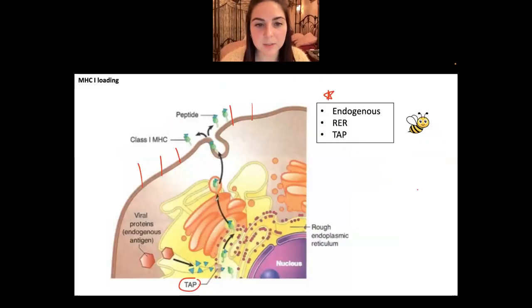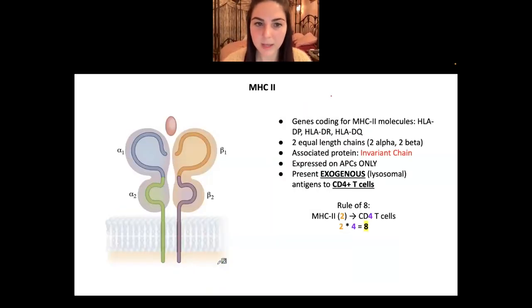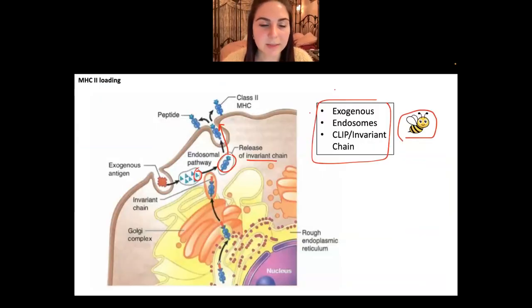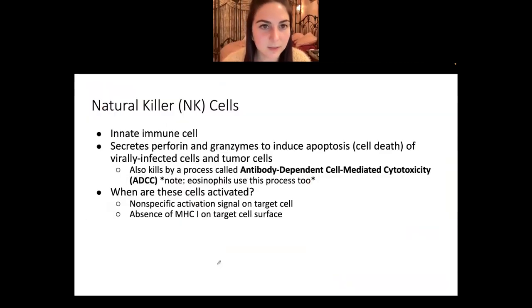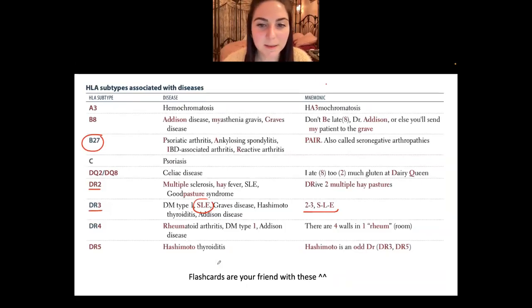Same with class 1. Class 1 is a protein. It's made in the rough ER, and it just so happens that as it's going along the way up to the surface, TAP is throwing antigen onto it as it's trafficking to the surface. But yeah, since they're proteins, they're always going to be made in the rough ER. And they're coded from the HLA genes, right? So it's transcription, translation, all the fun stuff.